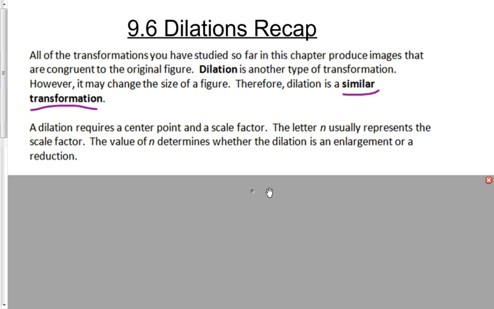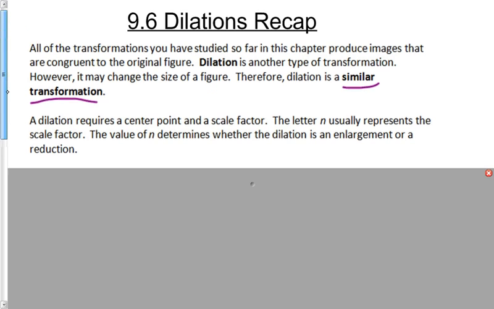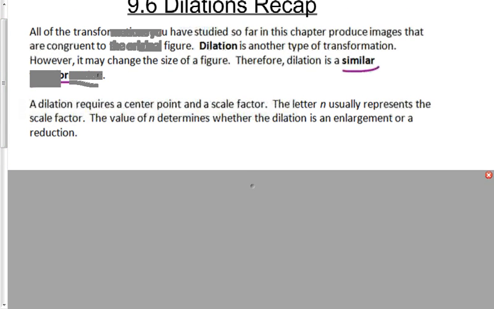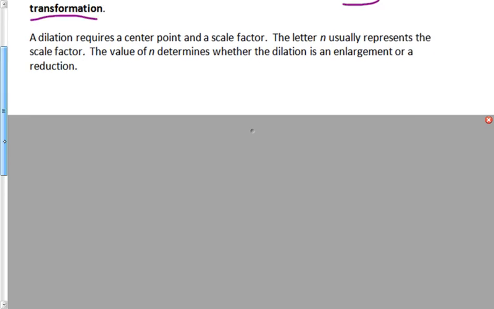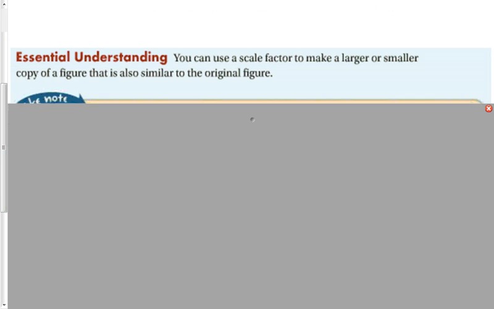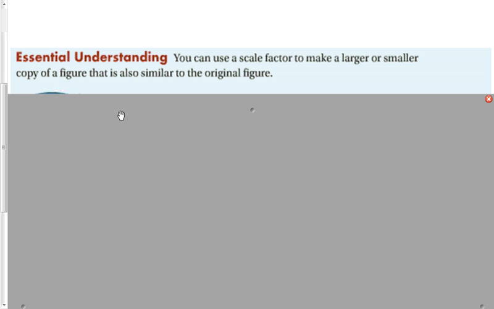A dilation requires a center point and a scale factor. And the letter n usually represents the scale factor. The value of n determines whether the dilation is an enlargement or a reduction. So if it's an enlargement, it's a number bigger than 1. If it's being smaller, it's going to be a number smaller than 1, like 1/2 or 1/3. But the other thing with dilations is, typically if we do it on a coordinate plane, the center of dilation is going to be the origin, 0, 0 on the coordinate graph. So that's something to note. You can use a scale factor to make a larger or smaller copy of the figure, and that's also going to make it similar to the original figure.